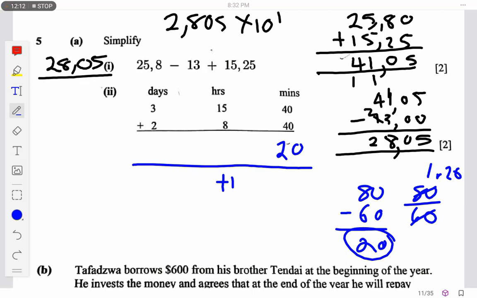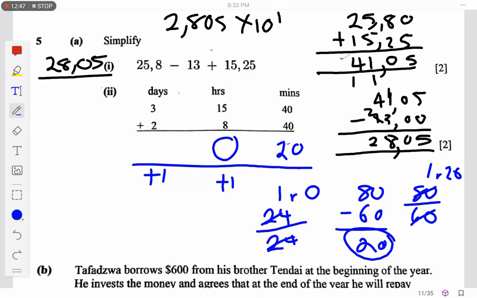Okay, now we have got 15 plus 8. 15 plus 8, that is going to give us, I think, 23. Yes, 23. Then plus this one here, we get 24. So we have 24, of which in one day we've got 24 hours. So it means we are also dividing 24 divided by 24. That will give us 1 remainder 0. So we write our remainder, which is 0 here, and we carry our 1.